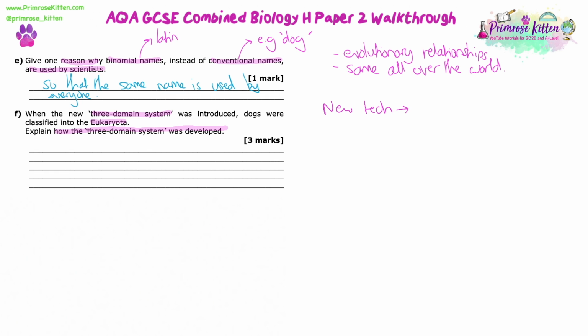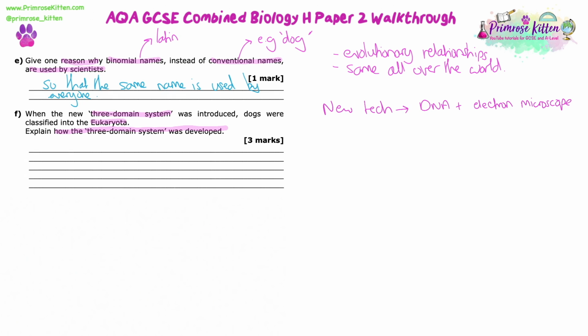So new technology, basically things we didn't have before when the first classification system was thought up. We have DNA, we have electron microscopes, we have biochemistry evaluations, which we didn't have back in the days before DNA analysis existed. And how was it developed? What did that extra technology allow us to do?